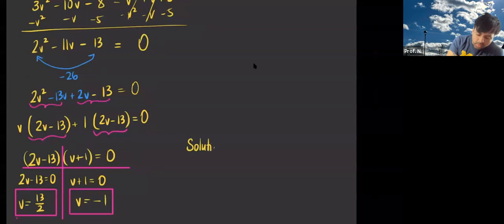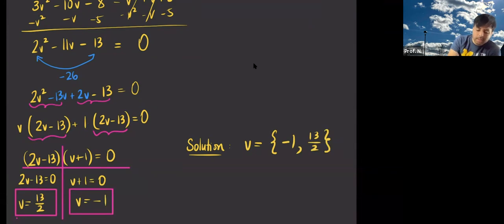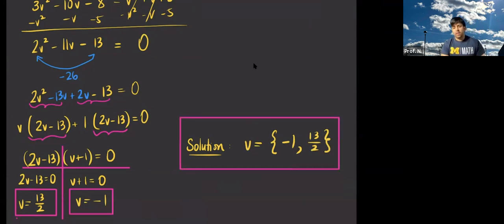The solution is V is equal to curly braces negative 1 and 13 over 2 curly braces. Again, curly braces indicates a set. This is a set of solutions. This is my solution set. Very good. Very good. Okay.